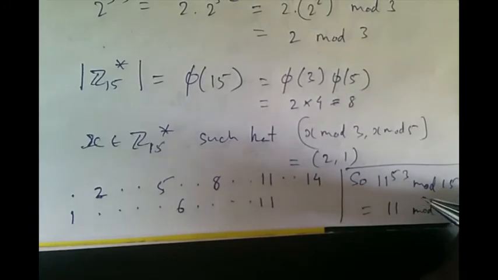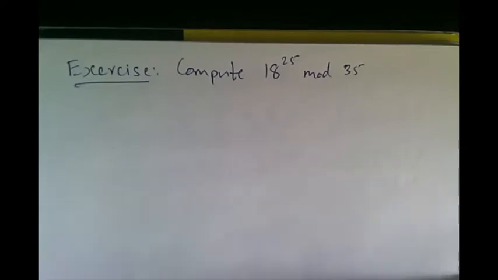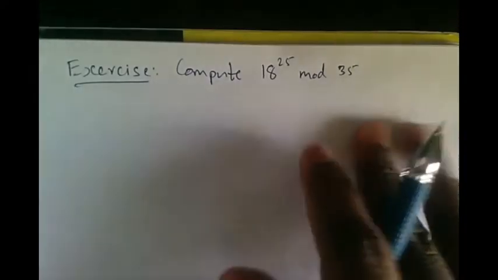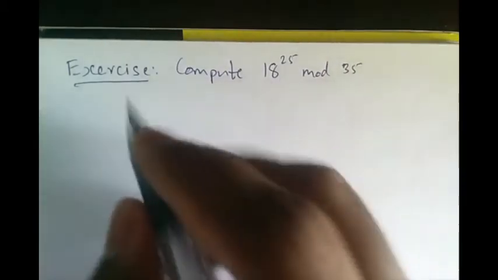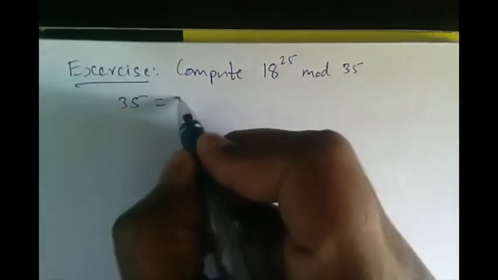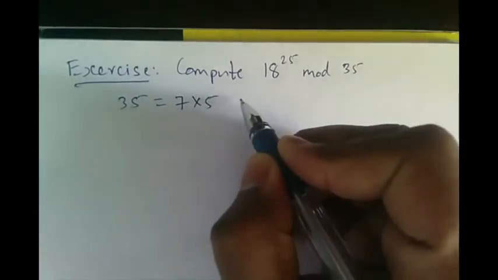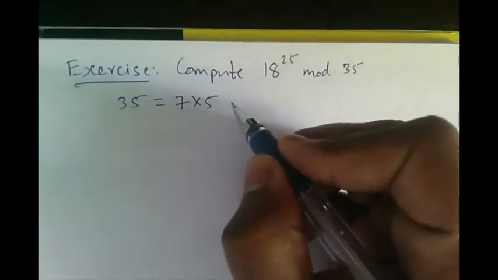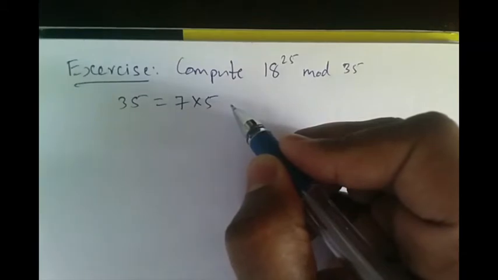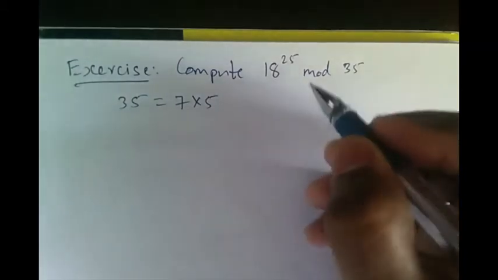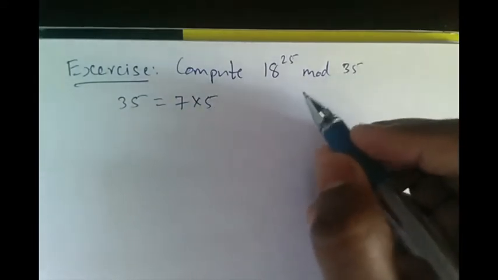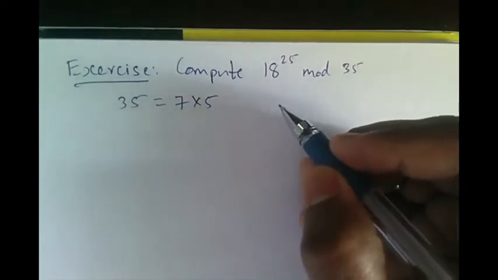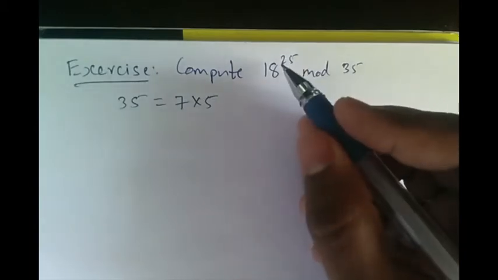Okay, so let's do another exercise now. Suppose we want to compute 18 raised to 25 mod 35. Again 35 is 7 times 5 and it satisfies the hypothesis of the Chinese remainder theorem. So we could go through the same procedure, calculate 18 mod 7 and 18 mod 5 and do the mechanics as in the previous example. But it turns out that there is an easier way here.